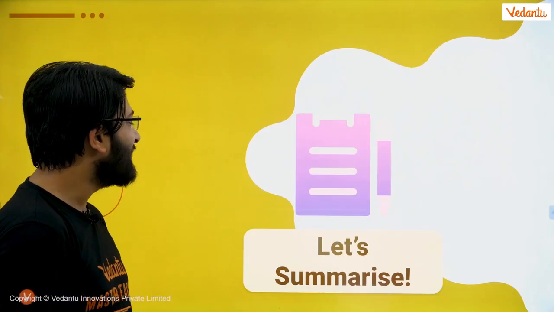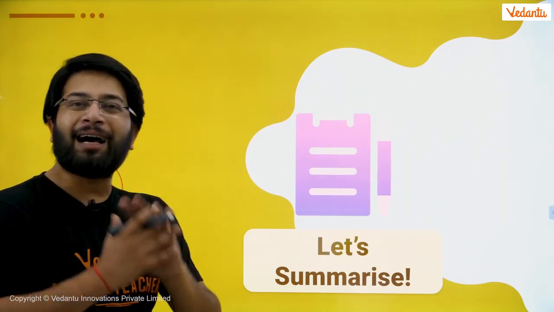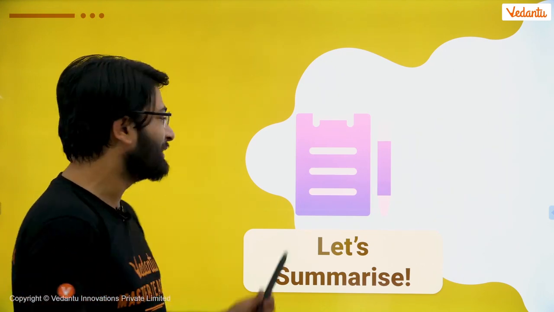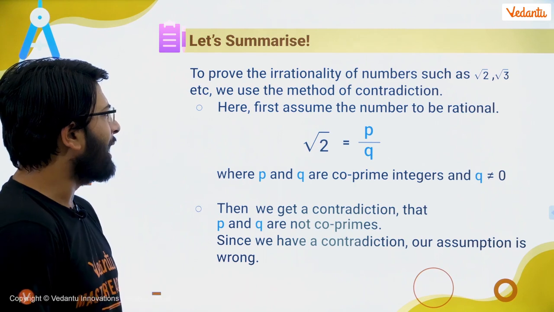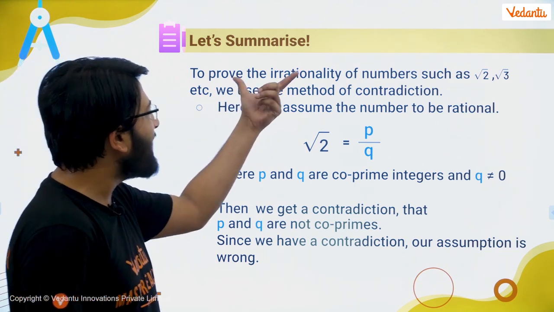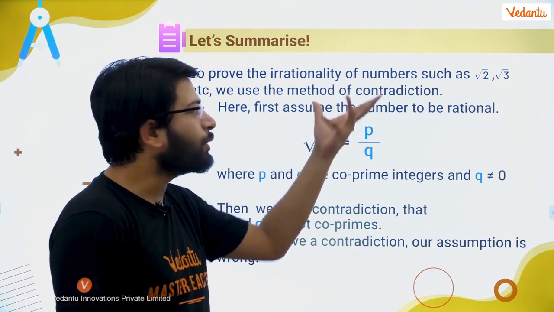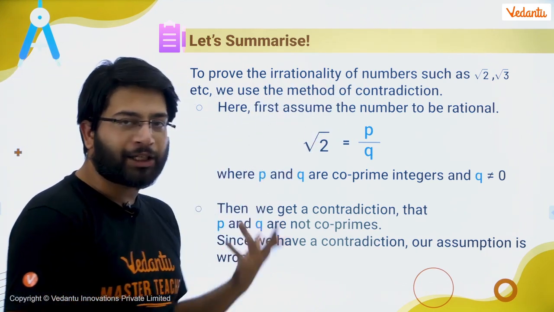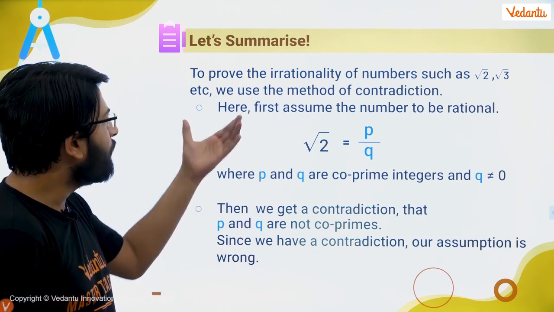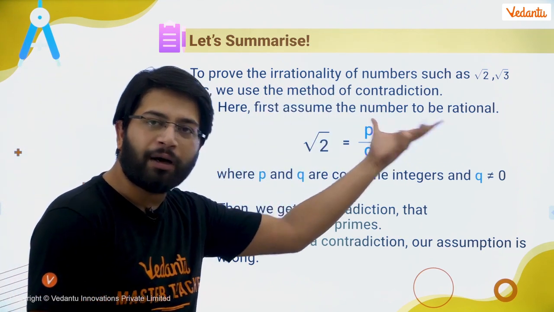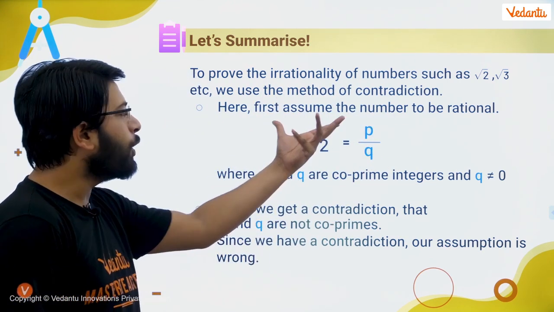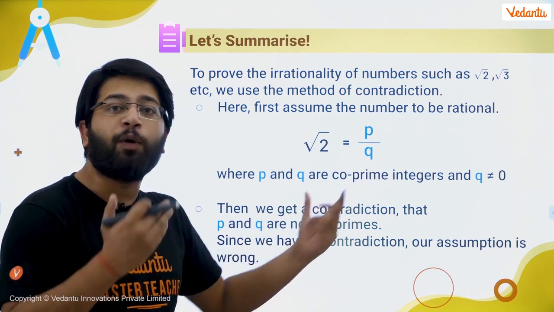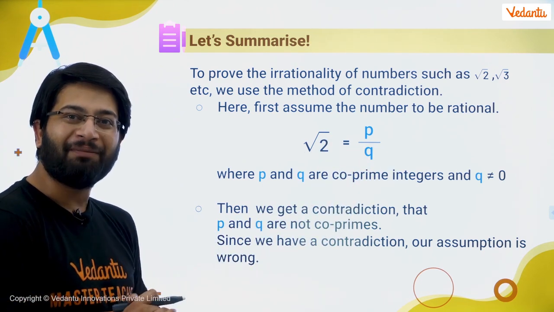Very good, excellent. Okay, champ, now let's summarize our class. Let me tell you whatever we have learned, and a very important concept also. In this class, we have learned to prove the irrationality of numbers such as root 2, root 3, root 5, etc. We use the method of contradiction. So what do we do in this method? First, we assume the number to be a rational value, then equal to p upon q, where p and q are co-prime, and in the last we prove that p and q are not co-prime, right?